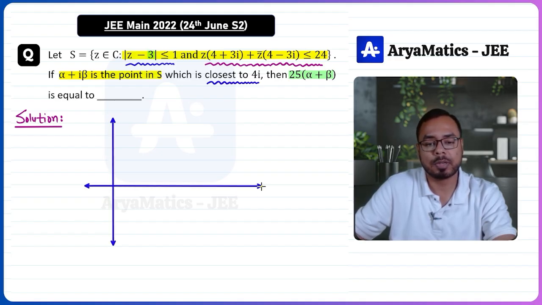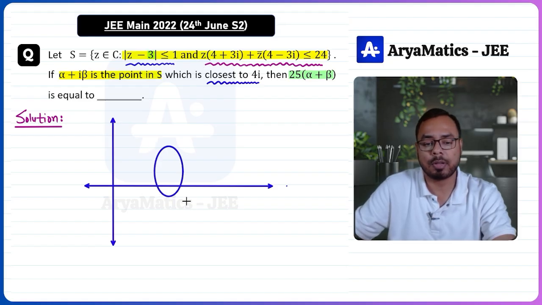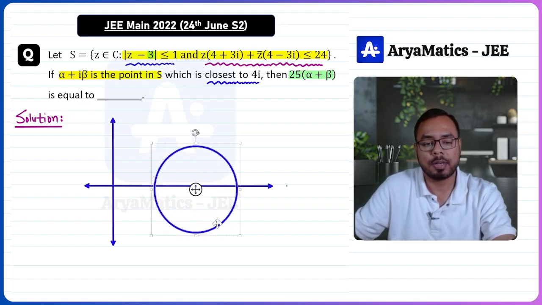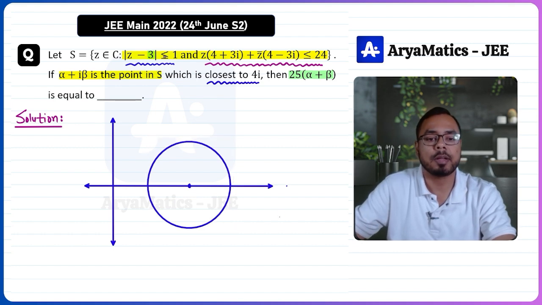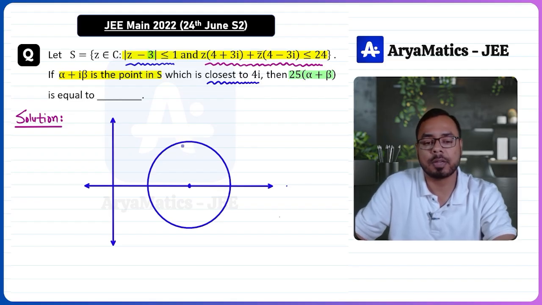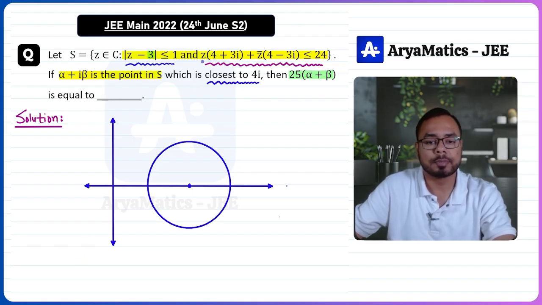The very first locus is mod z minus 3 is less than or equal to 1. If I had an equality sign there, then it would represent all the points on a circle with center at (3, 0) and radius 1 unit. But we have a less than or equal to sign, so that means we have points either inside the circle or on the circle. Also, the second locus is this one.